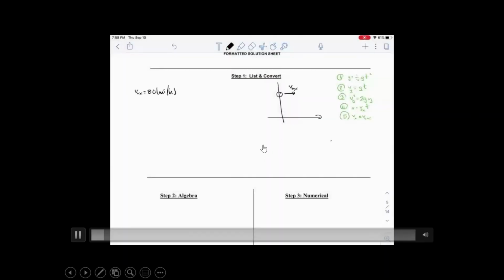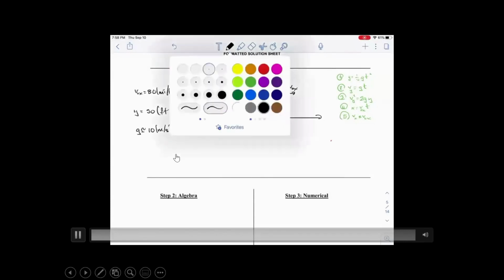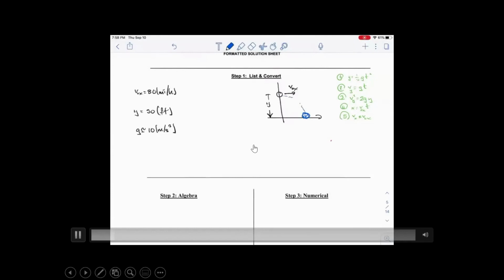I'm going to draw this out. So he's moving 80 miles per hour horizontally as he's dropping in the y direction for about 30 feet under the influence of gravity. All right, and then he's going to land in water.